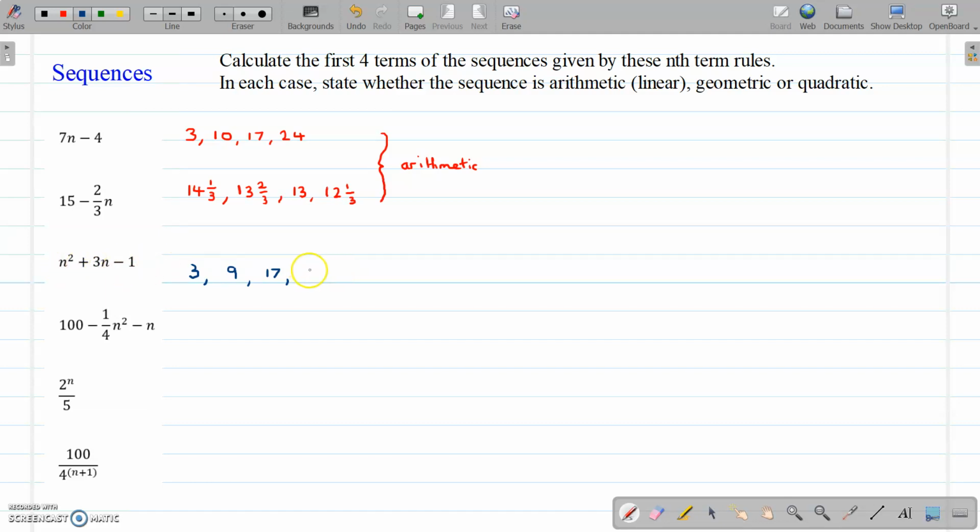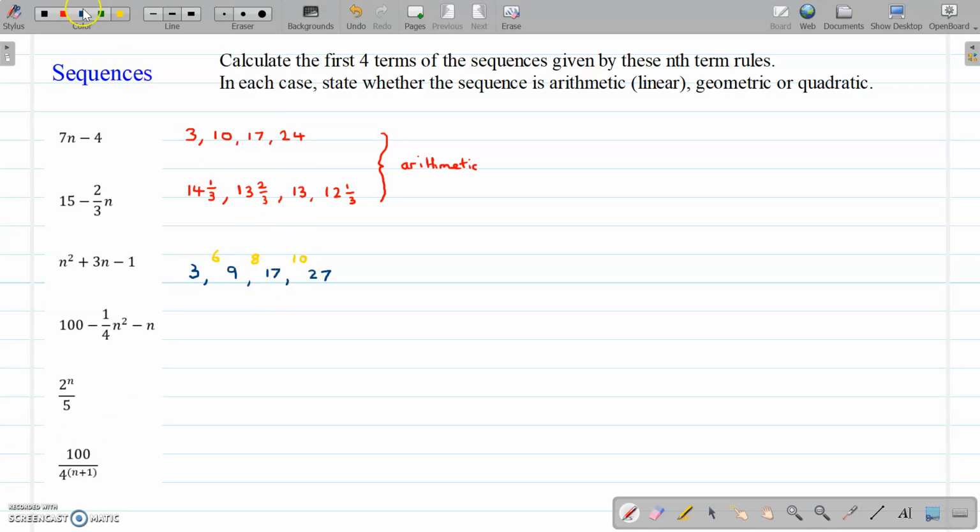Take away 1, 27. Now what you'll notice now, this is not an arithmetic sequence. It is a quadratic sequence, and the clue there is that the differences, and I'm actually going to write them in, are changing by a regular amount. In fact, the differences, which are 6, you see, then 8, and then 10, the differences form an arithmetic sequence, but the original sequence is quadratic.